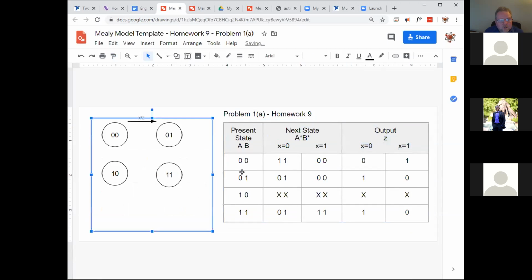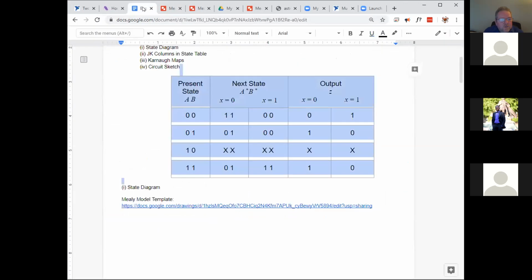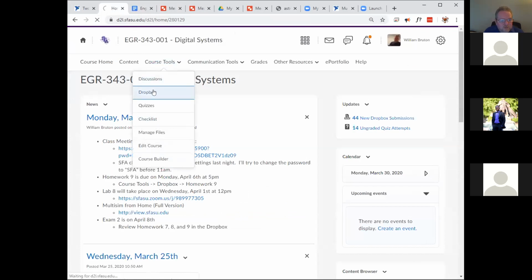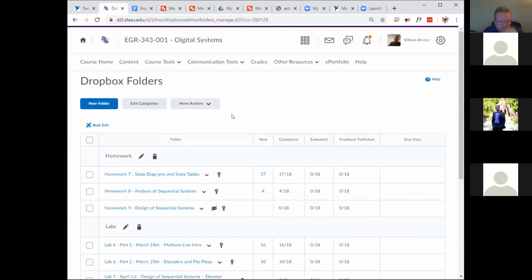Dr. Bruton, where can we find this again? All right, so what you want to do to find this homework set is you want to go to Course Tools, Dropbox. Is it homework 9? Yes. Okay, it's not available yet. Oh, let me make that visible to you. Sorry about that. Good point. Make visible to users. All right, there we go. Okay, thank you. I'm glad you pointed that out.